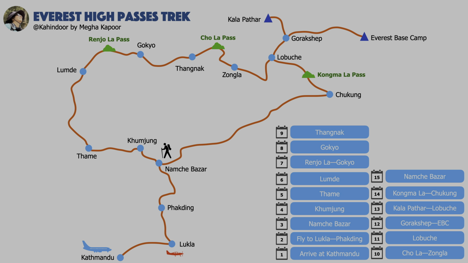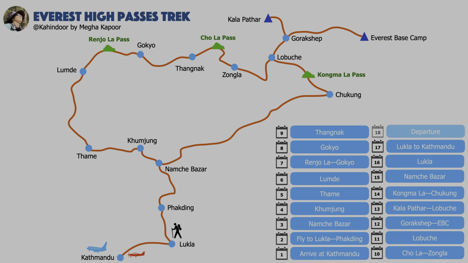Day 15 back to Namche. Day 16 Namche to Lukla via Phakding. And on day 17, you will take a flight back from Lukla to Kathmandu. And finally, on the 18th day, you will depart from Kathmandu.